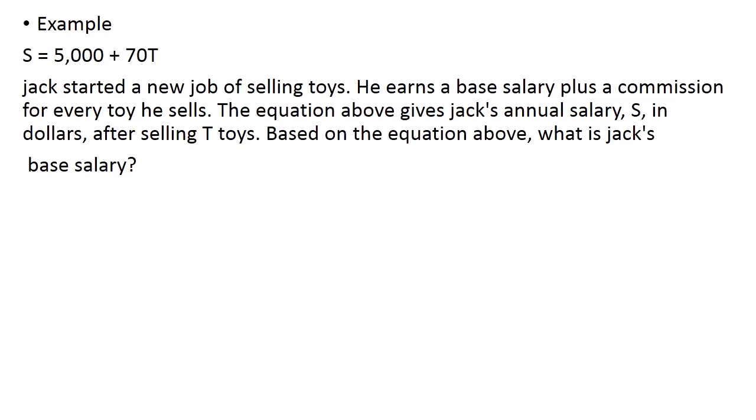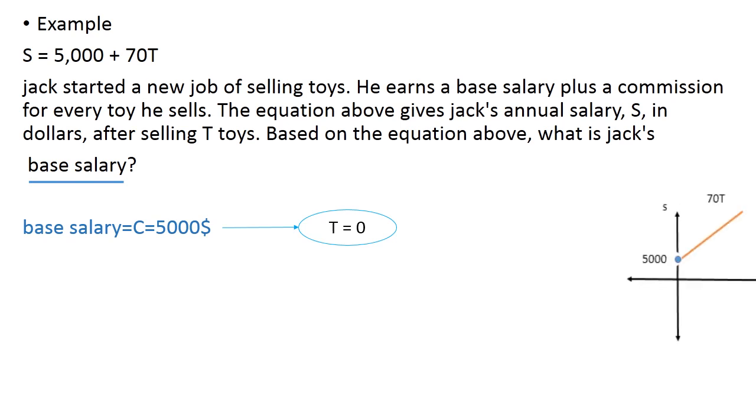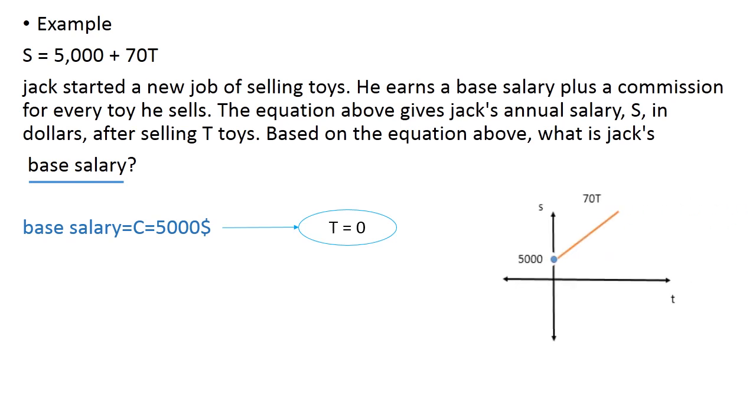When we see the word basic salary, it means that he wants to ask about c constant. Then the basic salary is equal 5000. In other words, he wants to ask Jack's salary if he didn't sell any toys where t will equal 0. Then the equation can be represented graphically as shown in figure, where s is equal 5000 at start, and then start to increase by increasing the number of toys he sells.